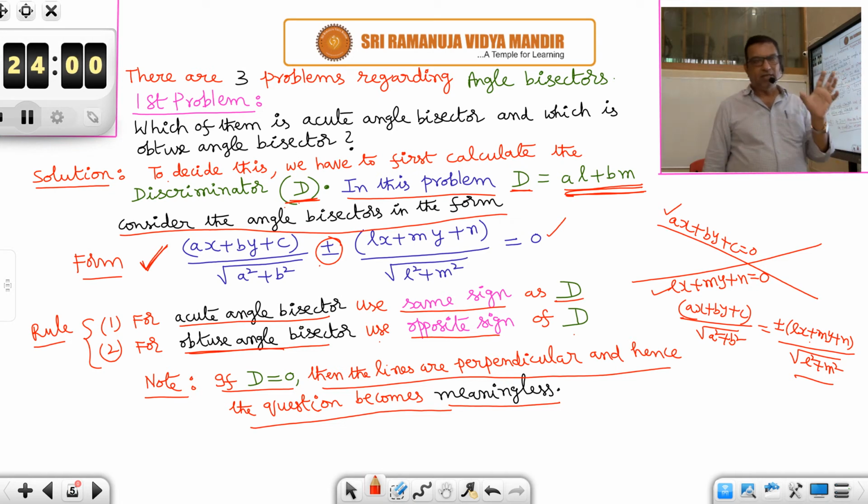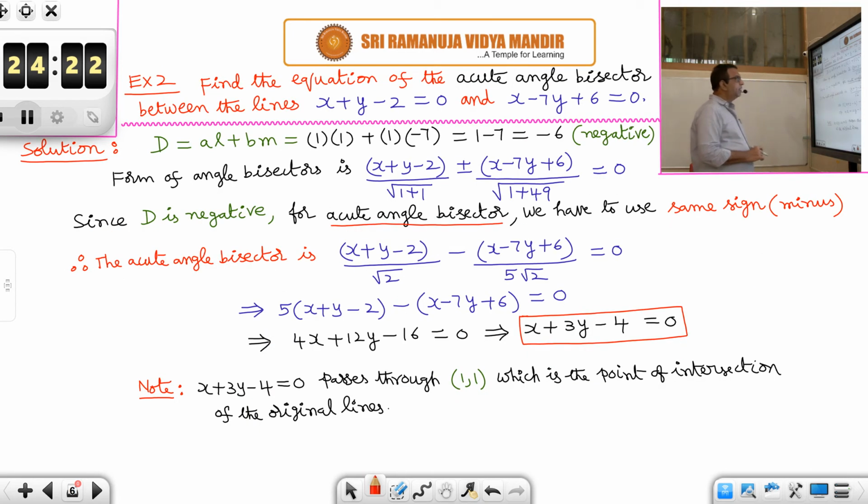The quantity, the expression which when equal to 0 makes the question meaningless, is the discriminator, and that will decide the sign. What sign is to be used for what? Okay. So if you understood this, then let us do one or two problems on this.